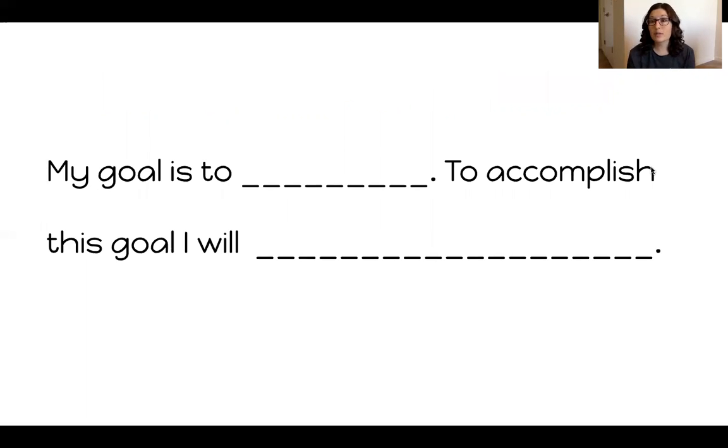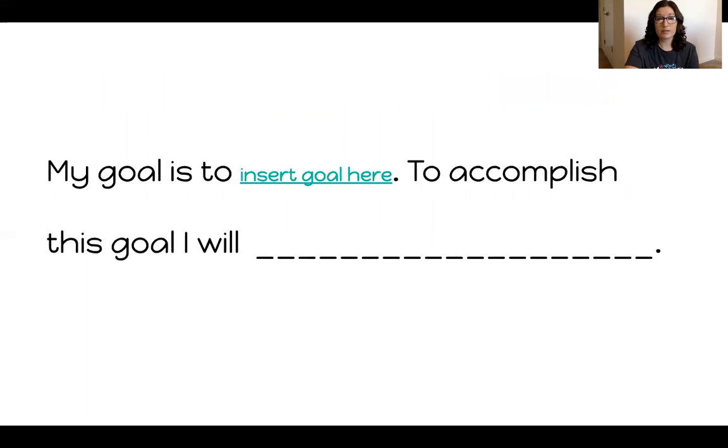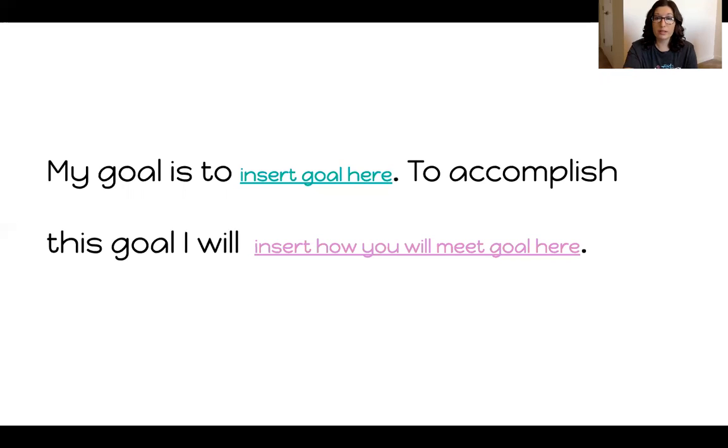So here's an example of sentence stems that we can use to set goals. My goal is to blank. To accomplish this goal, I will blank. So for the first blank, my goal is to, that's where you insert your goal. To accomplish this goal, I will insert how you'll meet this goal.